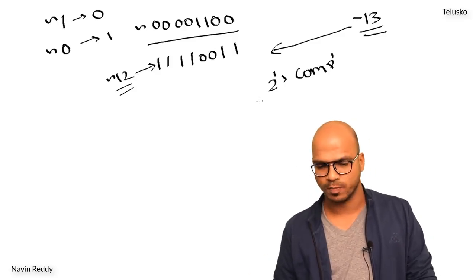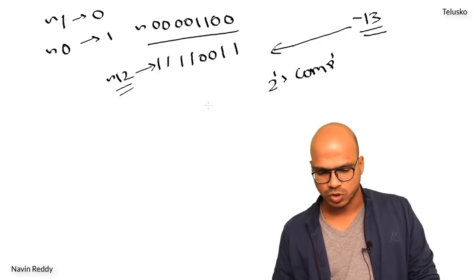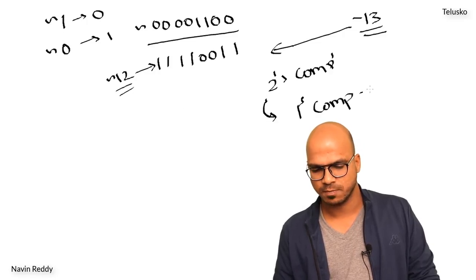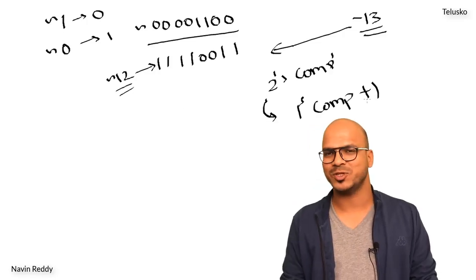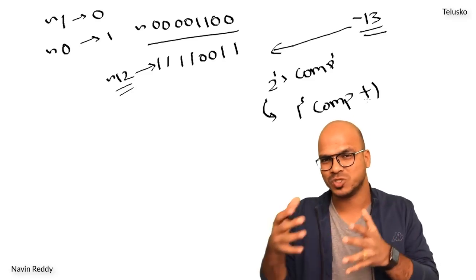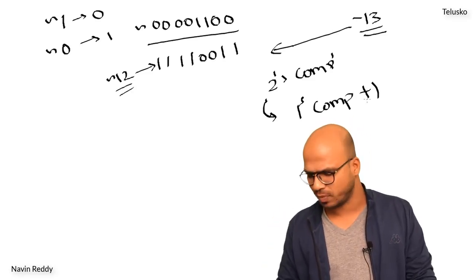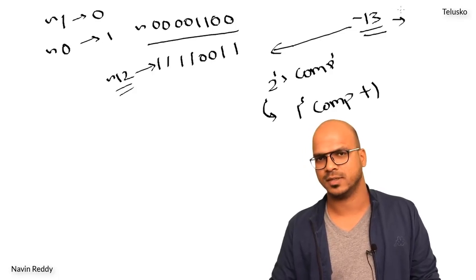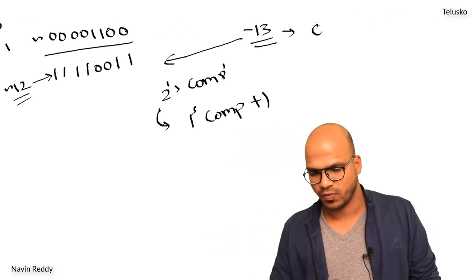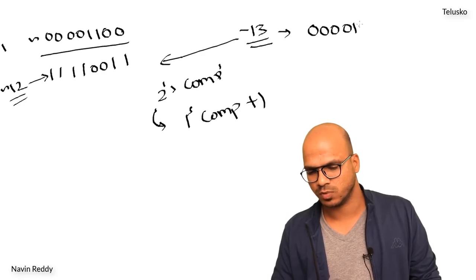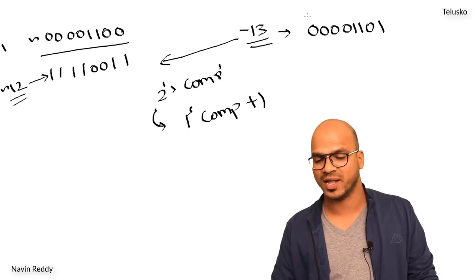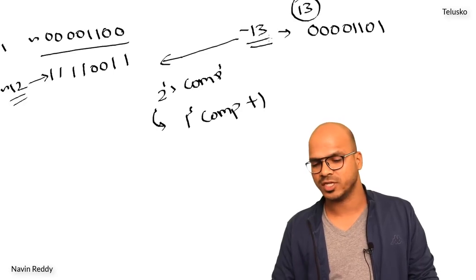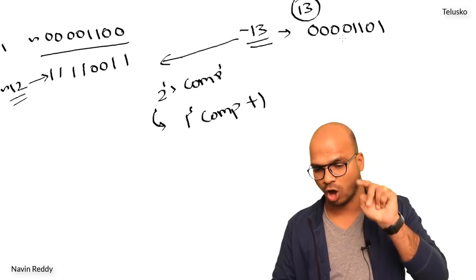Now how do you find 2's complement? To find 2's complement, we need to find 1's complement plus 1. This is the formula, okay? So when you say 2's complement, it is 1's complement plus 1. Now how do you find 1's complement? It's easy actually. First, convert this number into binary format. What is 13? It's 0, 0, 0, 0, 1, 1, 0, 1. This is the binary format of plus 13. So this is 13, okay? We want to find minus 13, right? So you have to find the 2's complement of this number.